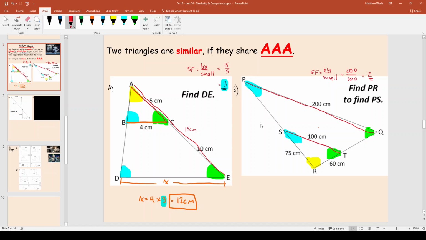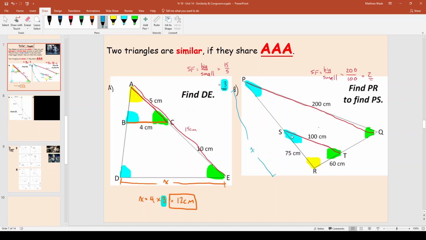Now, we want PR to start with. So PR is this whole length. So PR, I'm going to call it X, and PR goes all the way from there all the way to there, right? PR. Okay. Now, here's what you're going to do, buddies. PR is going to be matching up with SR. So this whole length between the blue that's at P and the yellow that's at R is going to match up with the blue that's at S and the yellow that's at R, because those two are the two that are between blue and yellow.